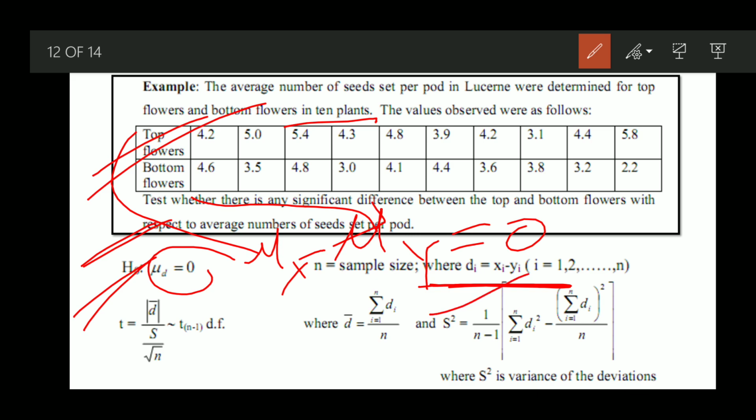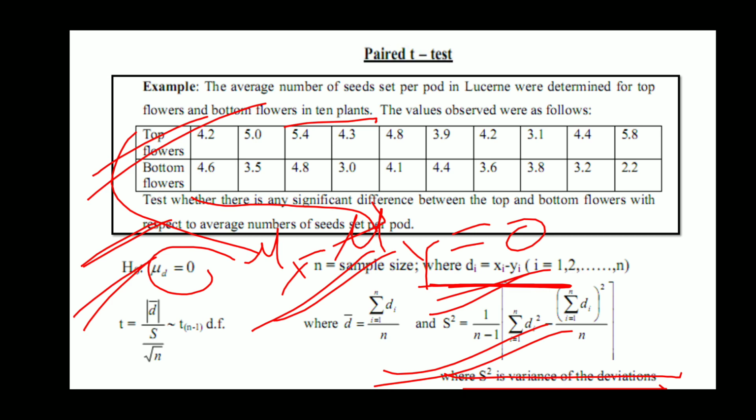Here this is the formula of s. s square is the variance of deviation, and d bar is the summation di by n. Okay, so I think you have noticed one thing, that in the case of paired t-test, one sample t-test and two sample t-test, the steps are the same, but the only thing changing is your test statistic. That you have to keep in your mind. The rest of the things and the procedures are the same for all, but the basic difference between these is the test statistics.